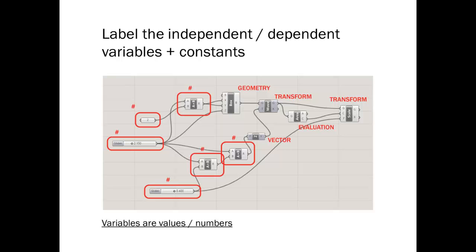or the values that go into the later transforms, okay? So we're really talking about numerical information when we're talking about variables. You can make a huge philosophical argument that the geometry is variable, the geometry is dependent, but functionally, we're really talking about values, okay?